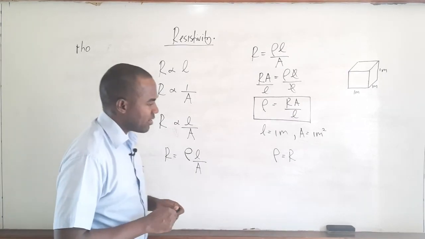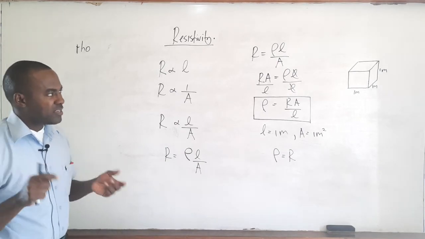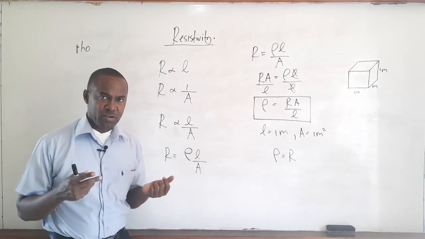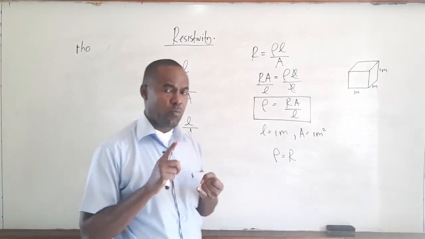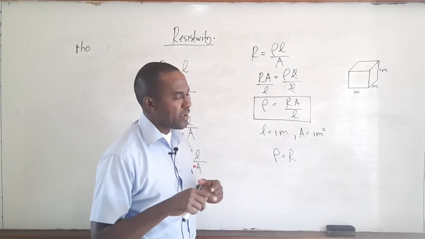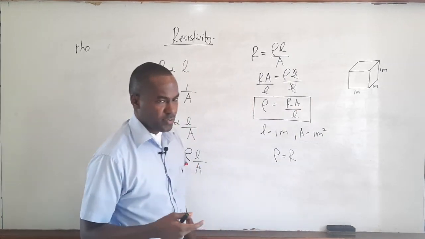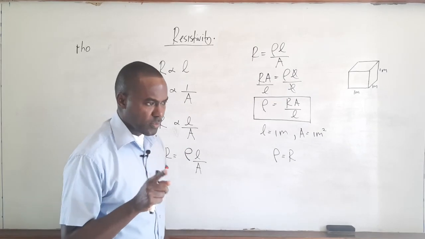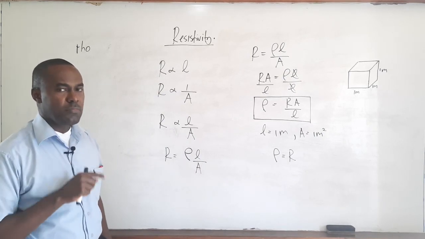And we basically said that the resistivity of a material is numerically equal to the resistance of a piece of the material of length 1 meter and cross-sectional area 1 meter squared. And again, for a piece of material to have a length of 1 meter and cross-sectional area 1 meter squared, it means it can only exist in one shape, which is that of a cube. So having said that, we can say that the resistivity of a material is numerically equal to the resistance of a cube of the material of sides 1 meter in length.